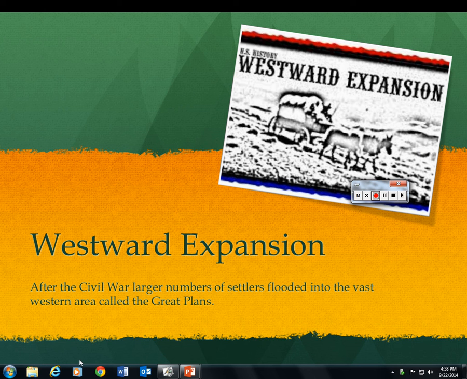Americans began expanding into the far west in the 1830s and 1840s, before the Civil War. Many went to land in the Oregon Territory or were part of the California Gold Rush in 1849. After the Civil War, even larger numbers of settlers flooded into the vast western area called the Great Plains.